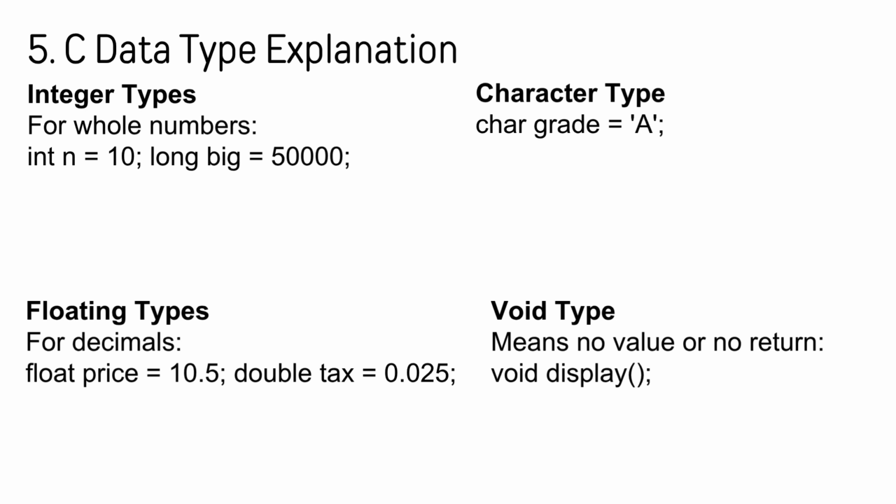Finally, we have the void type, which means no value or no return. For example, void display: display is a function which is not returning anything to us. Using the right data type ensures your program stores data efficiently and works correctly. So it is very important to choose the correct data type when you are writing a program in C.